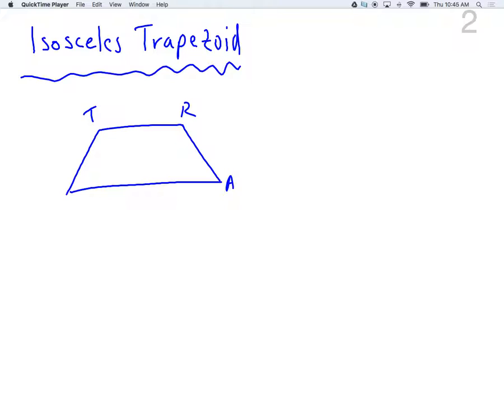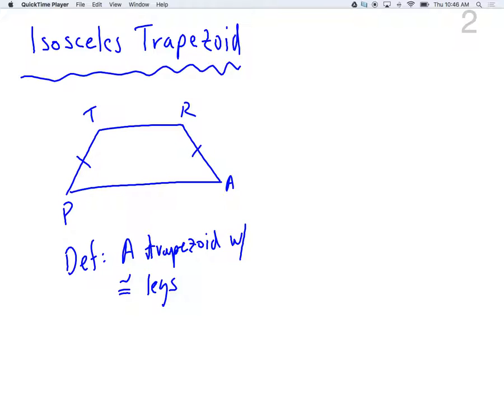So it's what most people would envision a trapezoid looking like. Isosceles trapezoid is a trapezoid with congruent legs. And how about those crazy diagonals? What appears to be the case with those diagonals?